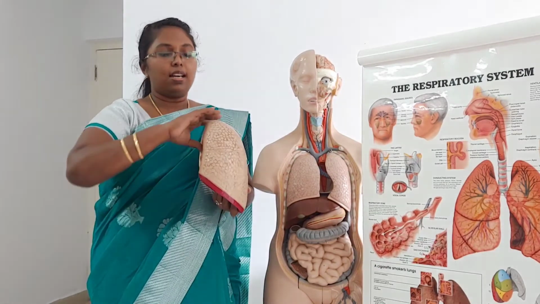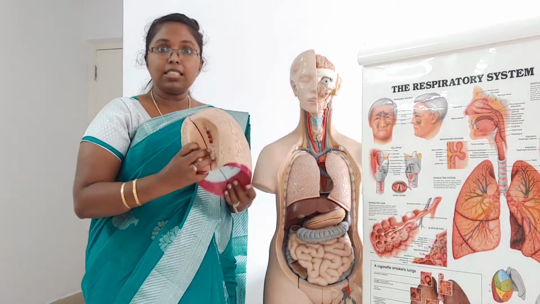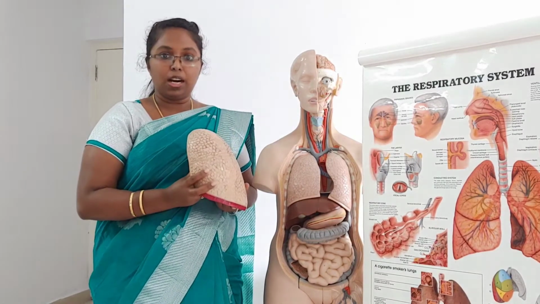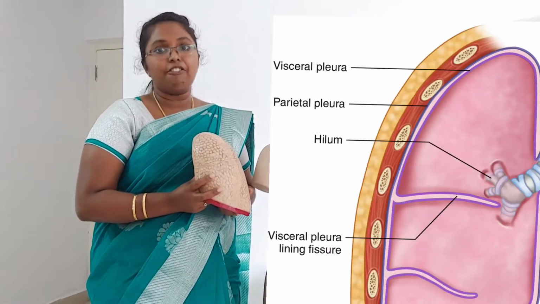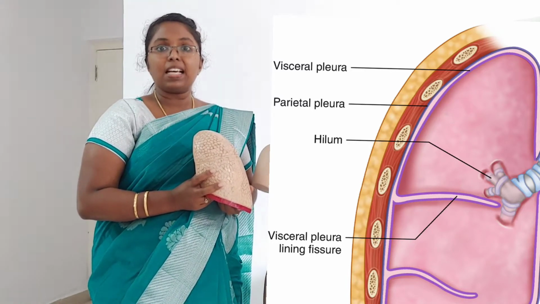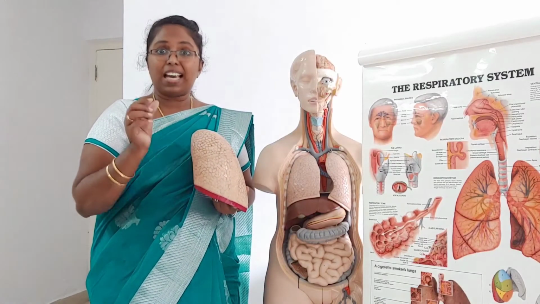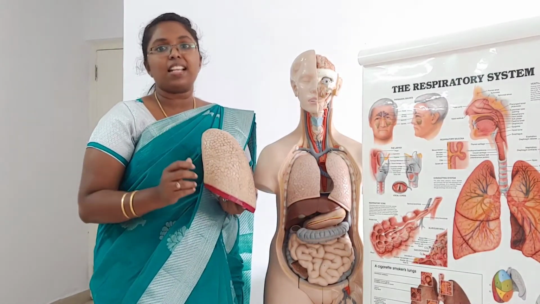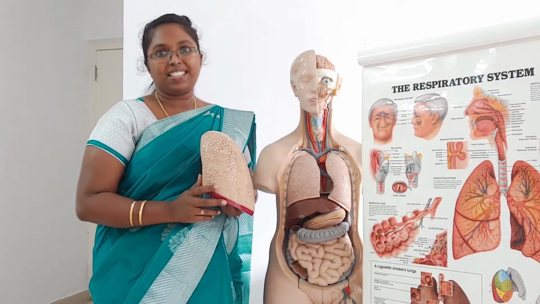So the pleura is the covering of the lungs. There are two layers in the pleura, the parietal layer and the visceral layer. In between the parietal and visceral layers, we have a cavity or space known as the pleural cavity, in which serous fluid is present.